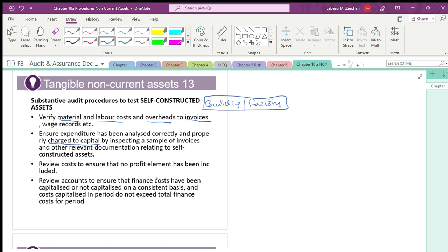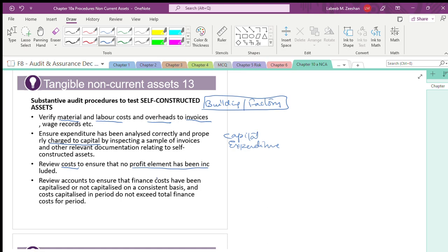This is the one point, and it is the easiest point also. You have to make sure it is allocated, identified, and properly charged to capital expenditure and shown in the non-current register and general ledger. If you write this much, it makes it very simple. One point is enough for each and every category, for self-constructed assets. Is there other relevant documentation? Review the cost, labor cost, material cost and overheads, to ensure that no profit element has been included.